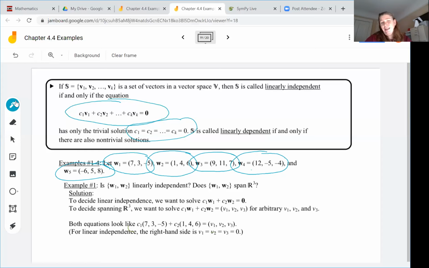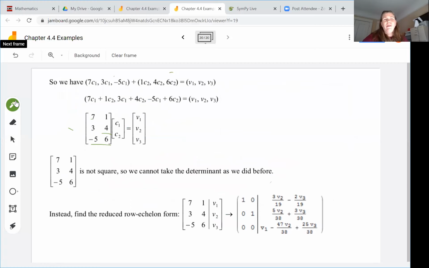So to determine linear independence, we need to solve this equation C1 times W1 plus C2 times W2 equals 0. And then to decide if it spans R3, we need to solve C1 W1 plus C2 W2 equals an arbitrary vector V1, V2, V3 for an arbitrary vector in R3. So both equations are the same on the left side, and then on the right side, in the check for linear independence, we check the 0 vector over there, and in the check for spanning, we check the arbitrary vector V1, V2, V3.